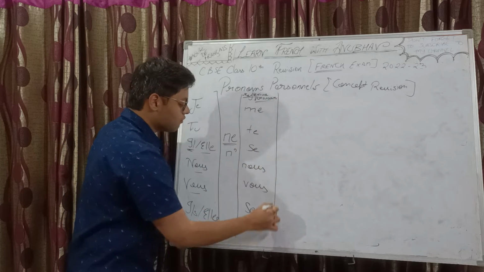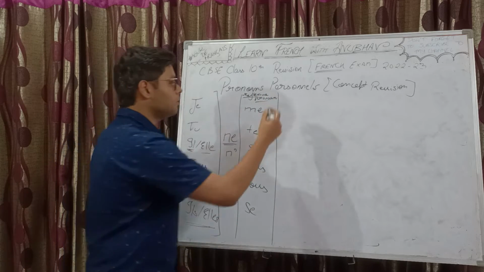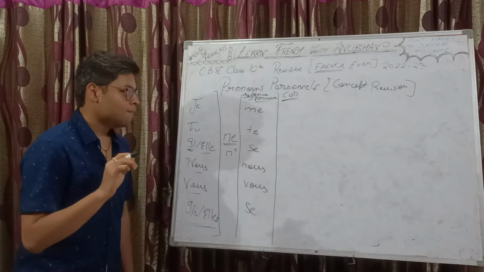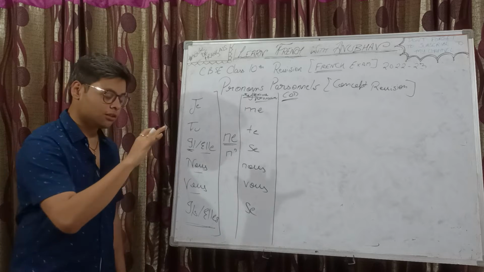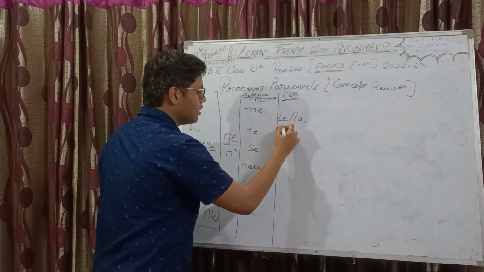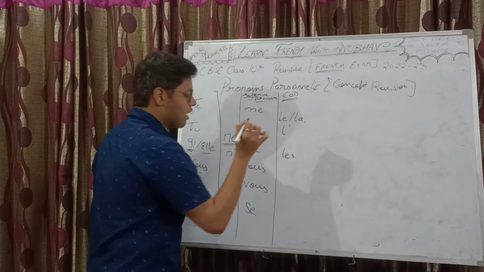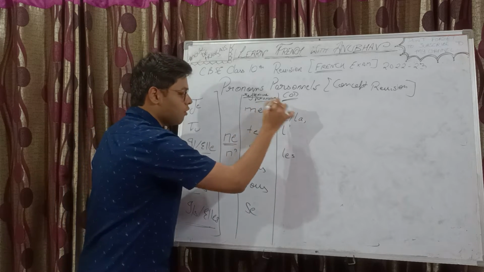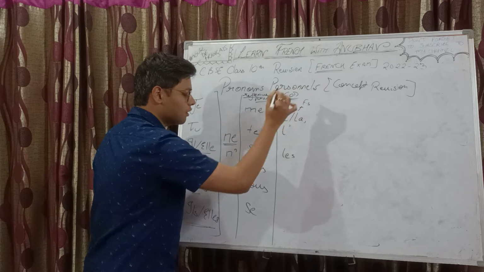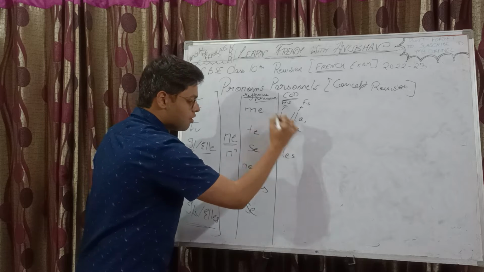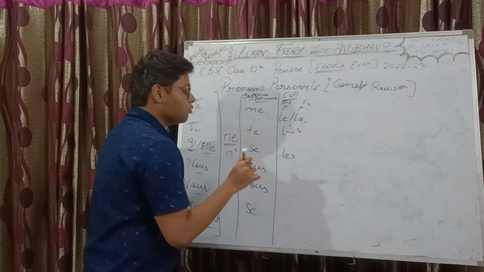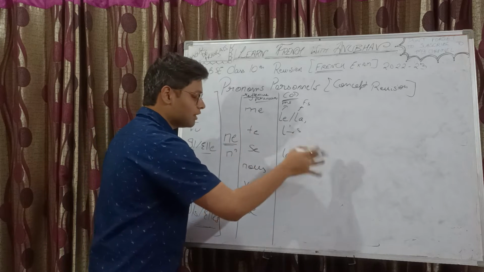After the reflexive pronoun, you can have your COD, direct object pronoun, for complément d'objet direct. Now in the complément d'objet direct, you have certain options to choose from. You have le, you have la, you have l apostrophe, and you have les. Le for masculine singular, la for feminine singular, l apostrophe when the next word begins with a vowel.